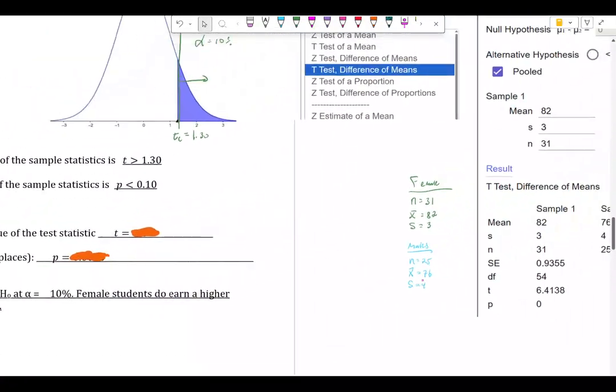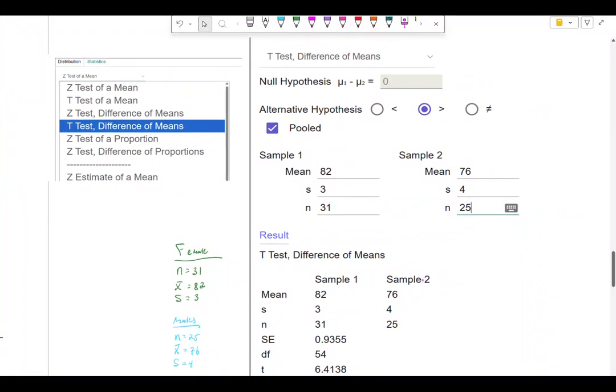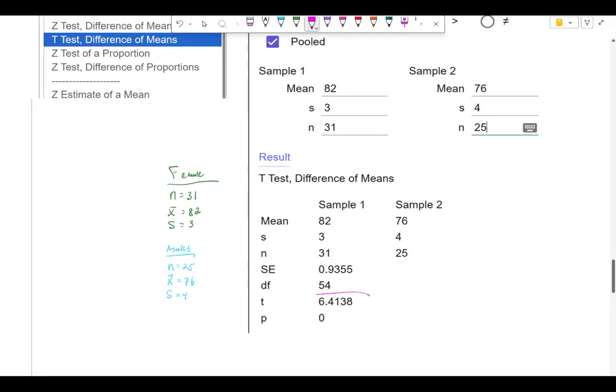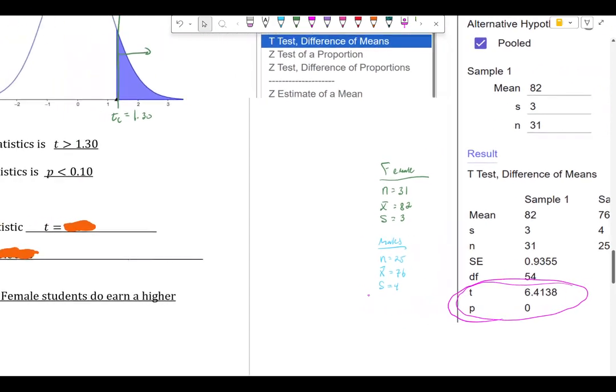Let me show how to do this in GeoGebra real quick, and then we will talk about the conclusion. So again, in the statistics applet, we're going to use the drop-down arrow and select t-test difference of means, because we're comparing two different means. And then we're just going to go through and type in all the same stuff we did before. The null hypothesis is that there is no difference. We're going to choose a right-tailed test. Again, we're going to choose pooled, as we just talked about. Type in all the information from the first sample, type in all the information from the second sample, and we will get the t-score and the p-value. Same one that we had from the TI calculator.